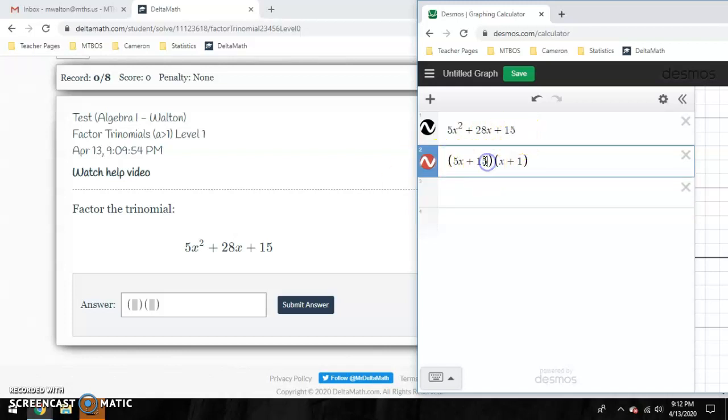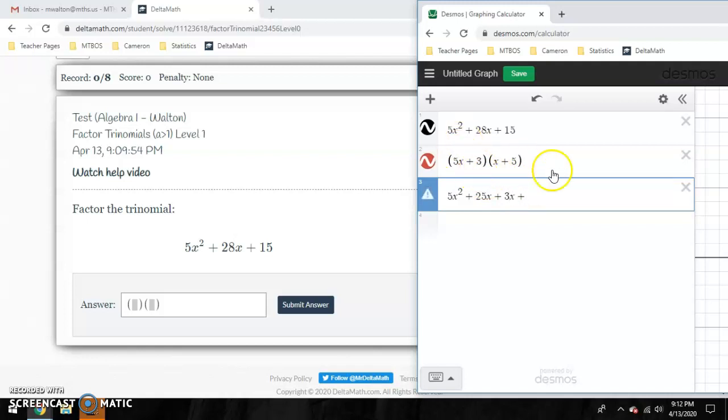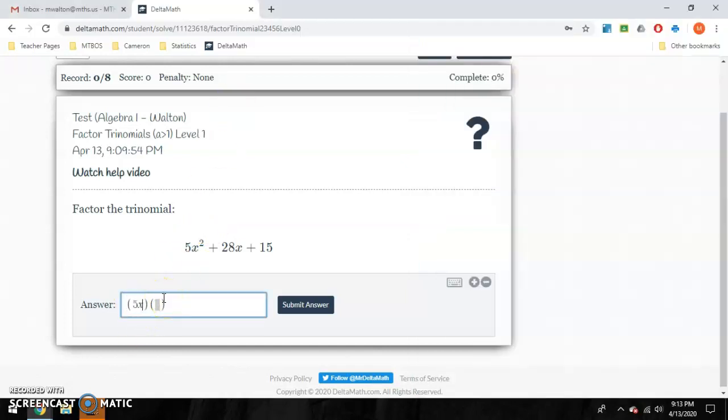Two other numbers that multiply to 15. Let's try 3 and 5. I got a good feeling about this one. 5x times x is 5x squared. 5x times 5 is 25x. 3 times x is 3x. And finally 3 times 5 is 15. Those work out. Those add up to our 28x. So this is the factored form of 5x squared plus 28x plus 15. Our final answer here is 5x plus 3, x plus 5.